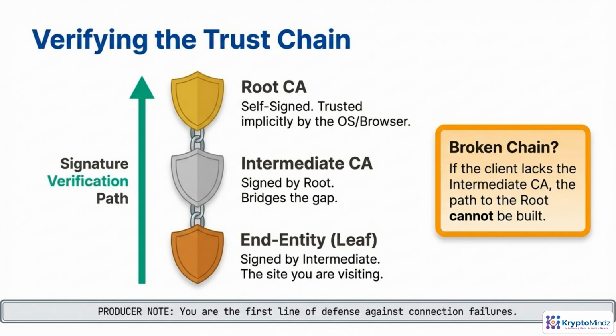This layering lets us keep the highly sensitive root keys offline, while using intermediates for day-to-day operations. At the bottom is the end entity or leaf certificate, like the certificate for a website or API. That certificate is signed by an intermediate. To decide whether to trust the leaf, the client verifies each signature upward until it reaches a root it already trusts. If any link is missing or invalid, for example, the intermediate certificate isn't present, the path to the root can't be built, and the connection should be treated as untrusted.